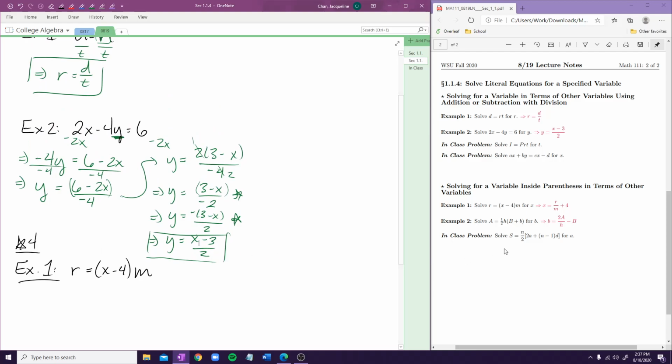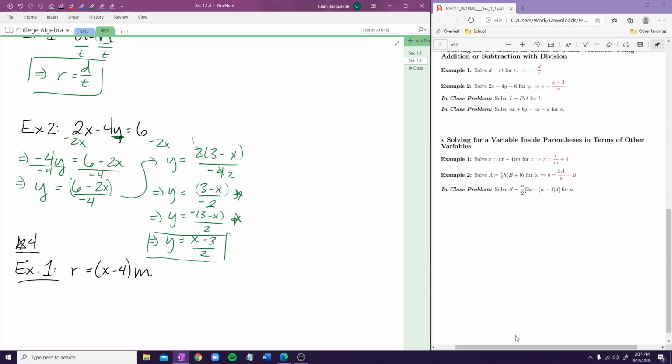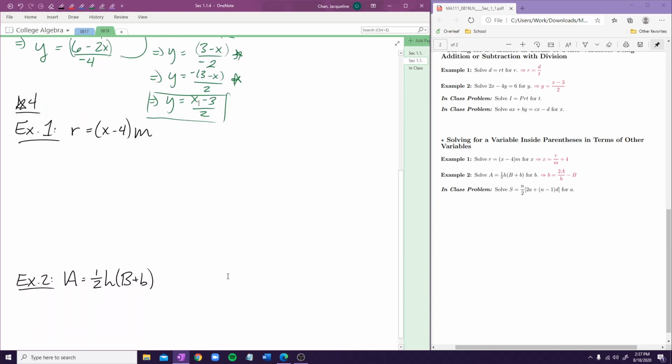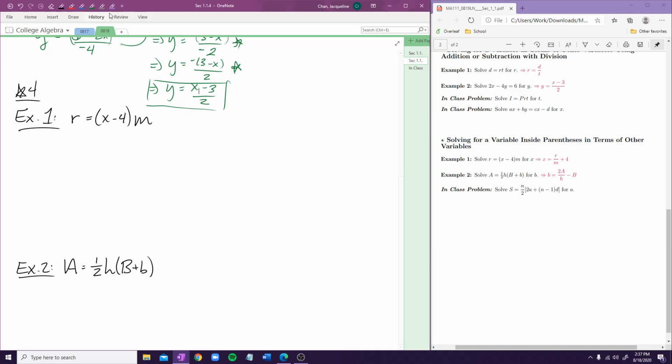Okay, so now the next little topic we're talking about, we're still going to solve for a variable, but this time we're just going to take it a step further. This time the variables that we want to solve for are going to be in parentheses. Right? But same exact process. So for example 1, we have this equation, r is equal to x minus the quantity x minus 4 times m, and our goal is to solve for x. Right? So our goal is to get this by itself.